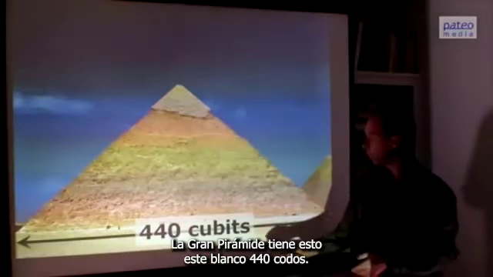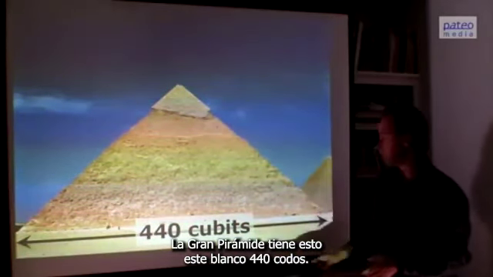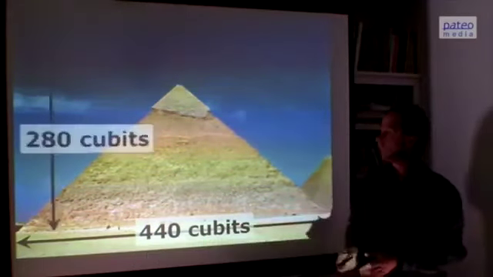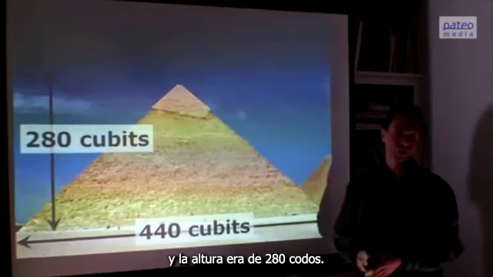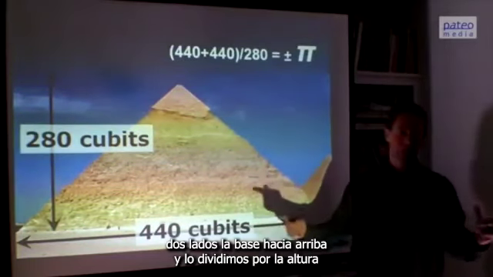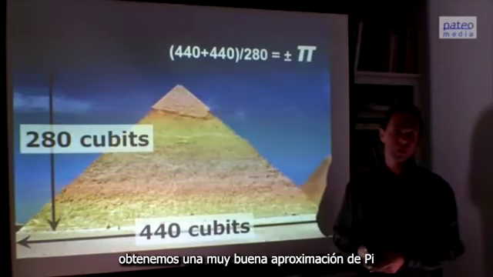At the base, the Great Pyramid has this length, 440 cubits. A cubit was the unit of measurement the pyramid builders used. And the height is 280 cubits. When we add two sides at the base up and we divide it by the height, we get a very good approximation of pi.